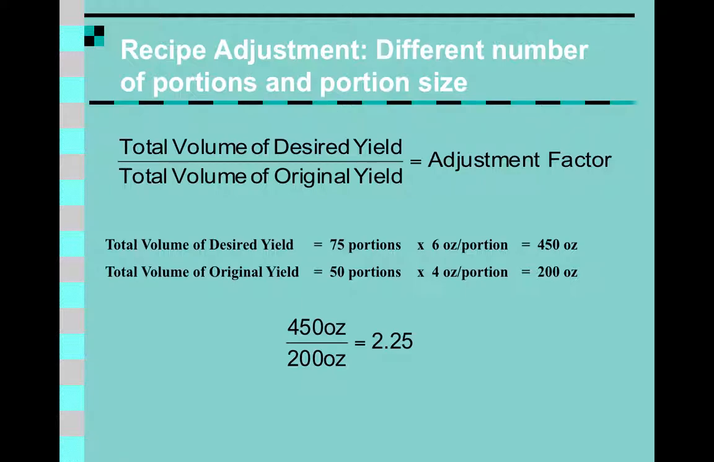Recipe adjustment: different number of portions and different portion sizes. So we got really crazy. We wanted to change the number of portions and the portion sizes. You would look at the following equations: the total volume of desired yield divided by the volume of original yield gives our adjustment factor. We want 75 portions times 6-ounce portions. The original yield was 50 4-ounce portions. So we multiply these. 75 times 6 is 450 ounces. 50 times 4 is 200 ounces. We divide them and we get 2.25. 2.25 is our adjustment factor.